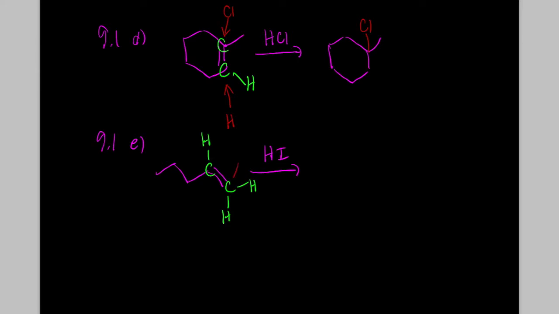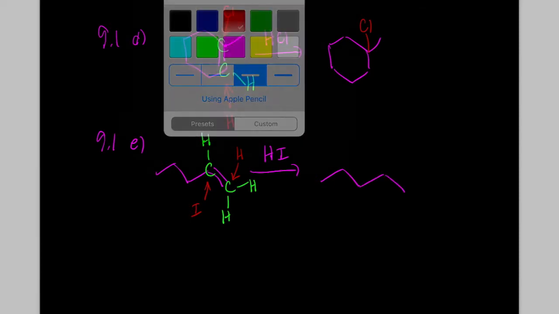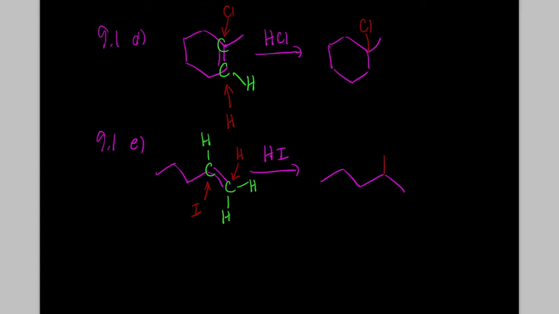So this carbon on the right has more hydrogens. It's going to get the hydrogen. This one has less, so it's going to get the iodine. And let's go ahead and draw in the product here. Let's not worry about stereochemistry right now. And let's add the iodine right there at the carbon 2. So that's 2-iodopentane. All right. And part F is another peroxide. All right, so that's some basic stuff there.